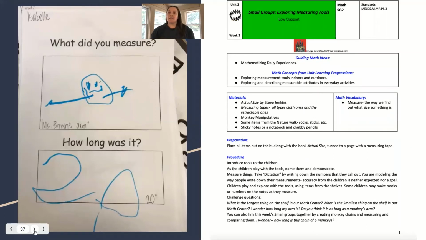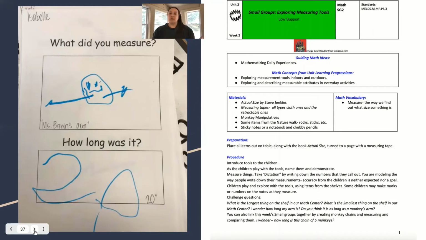There's a lot of exploring measurement. And so for this small group, you're doing exploring measuring tools. It's a low support group, so you're offering the tools for them to explore with. And then later we did the activity again and I offered this: what did you measure? They could draw a picture or write about what they measured and how long it was.